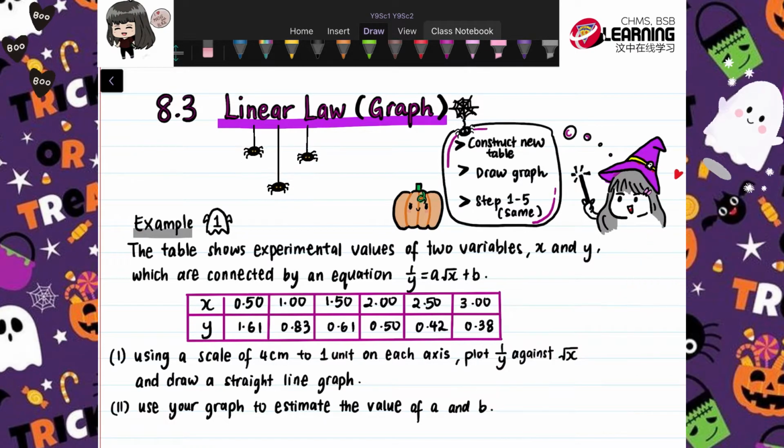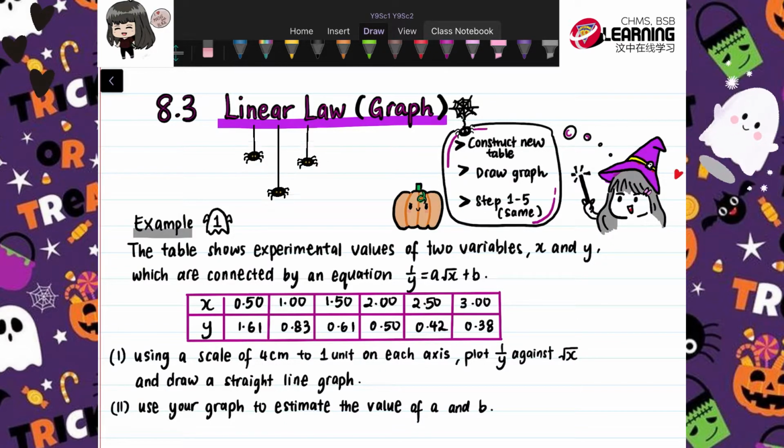So today we're gonna move on to 8.3, which is linear law including graph. So we're gonna draw graph now, okay? So I hope you prepare your graph papers, right? If you don't have graph paper, please download the graph paper that I've sent to you through the team post.